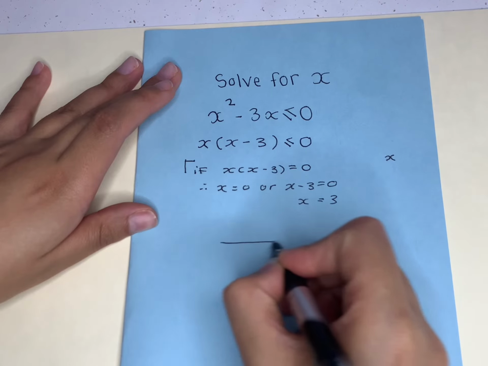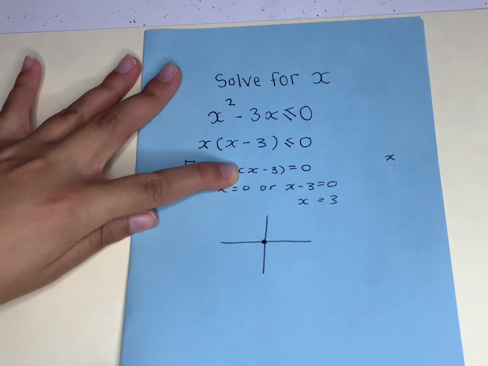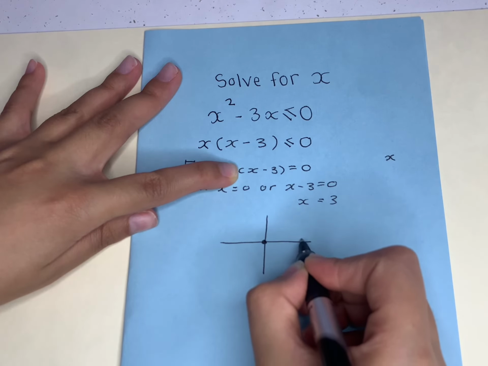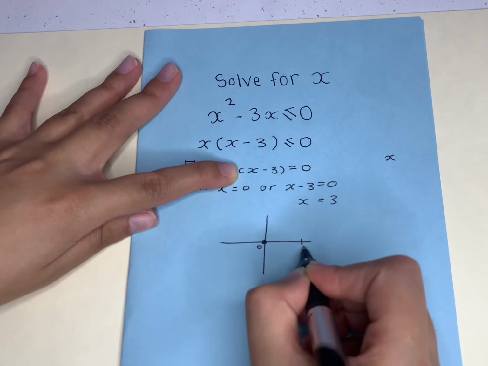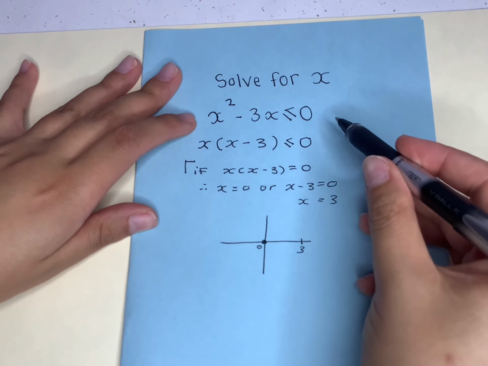Now, plotting this on a Cartesian plane, we've got 0, which is over here, the origin, and we've got 3, let's say, somewhere over here. So this is the point 0 and the point 3. Now we need to go back to the original function.